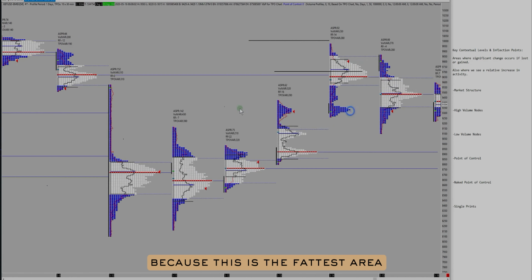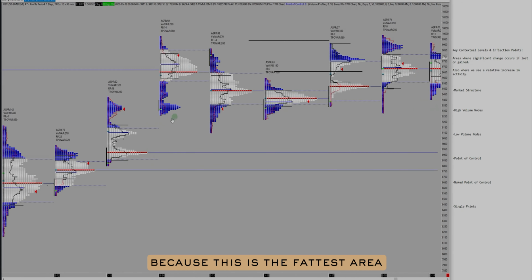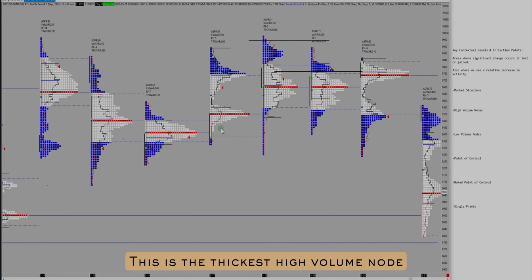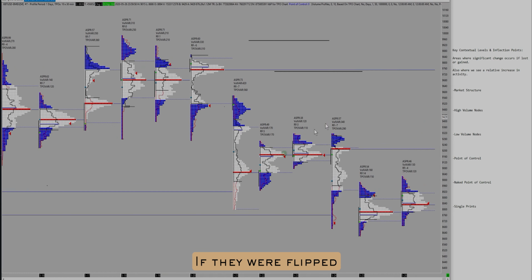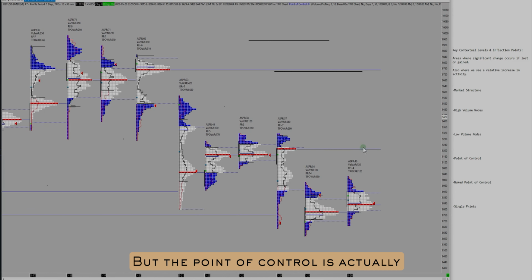Key contextual level, because this is the fattest area, right? This is the thickest high volume node. When we talked about high volume nodes, we're talking about these mountains along this structure. If they were flipped, these would look like beautiful horizons of mountains, right? But the point of control is actually the largest one within that structure. So point of control within this structure, point of control within the single TPO, if we're combining and making composite, the point of control represents the most fair value area within this structure because it represents where we spent the most amount of time.